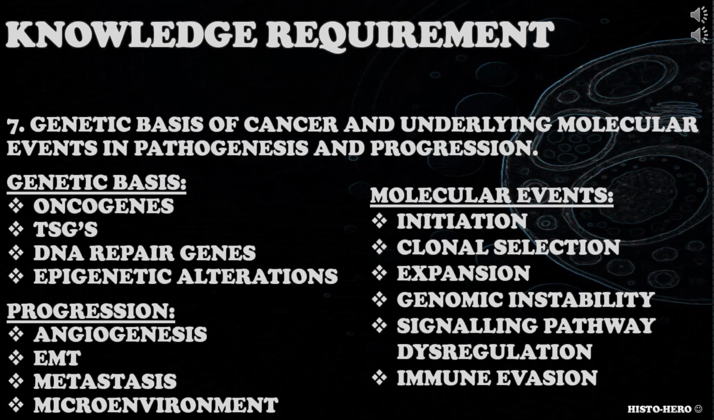When addressing this knowledge requirement, candidates should consider oncogenes derived from proto-oncogenes by gain-of-function mutations, tumor suppressor genes and their loss-of-function mutations, DNA repair genes and their mutations and epigenetic alterations of gene expression without DNA alteration, initiation via mutation that usually leads to survival advantages, clonal selection and expansion where tumor cells expand faster due to acquired mutations, genomic instability due to higher mutation rates or chromosomal abnormalities, signaling pathway dysregulation usually by overactivation, and immune evasion by developing strategies to evade immune system, role of angiogenesis, epithelial to mesenchymal transformation, metastasis, and role of microenvironment.